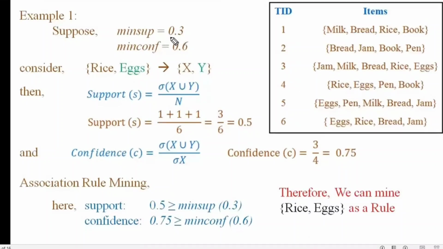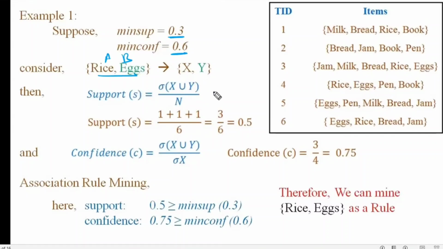Assume a minimum support of 0.3 and a minimum confidence of 0.6. Then how do we calculate? First, let us see that. So now rice and X, both of them are there. This is A and this is B. Now I'm going to calculate the support of A and B.